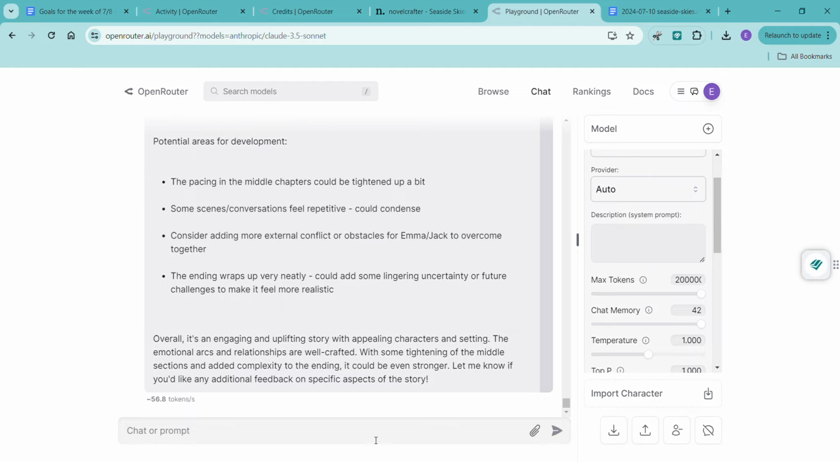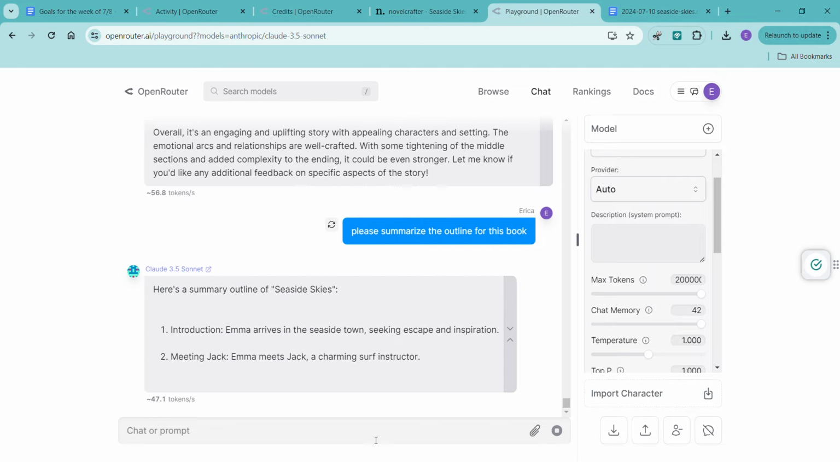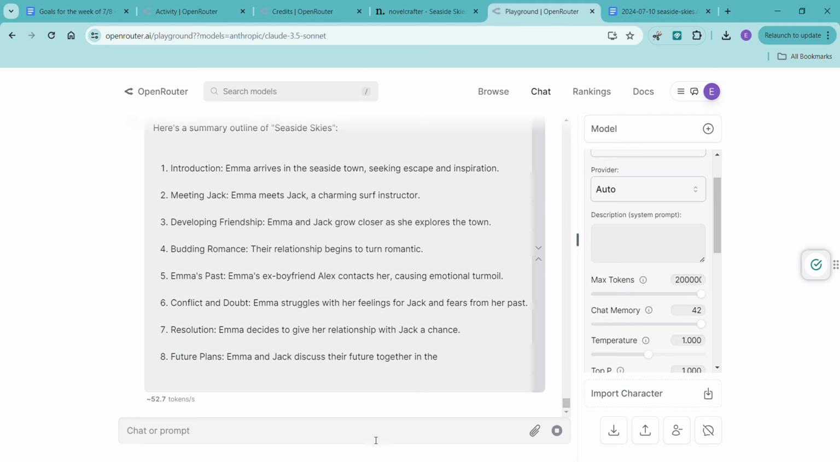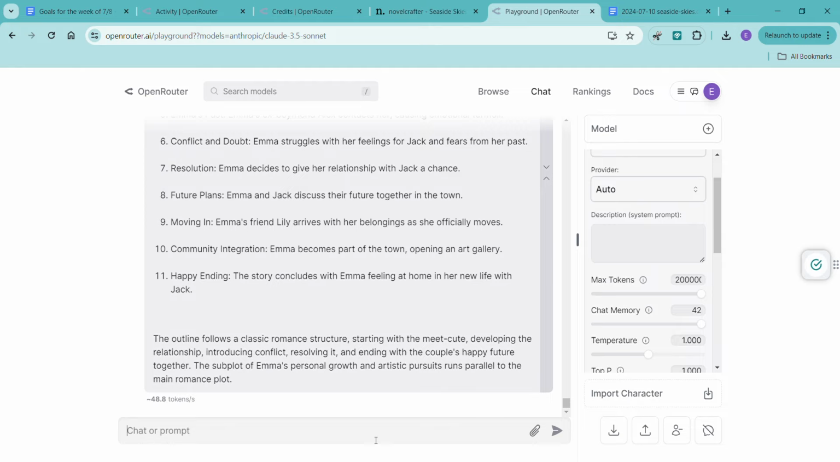Interesting. Please summarize the outline for this book. The reason that I asked for the summary is because I need to know that the AI has an idea of all of the book and it didn't just stop halfway through. So 3.5 absolutely understands what the book is, can handle a 30K in one message, which is fantastic. That's a nice little treat.